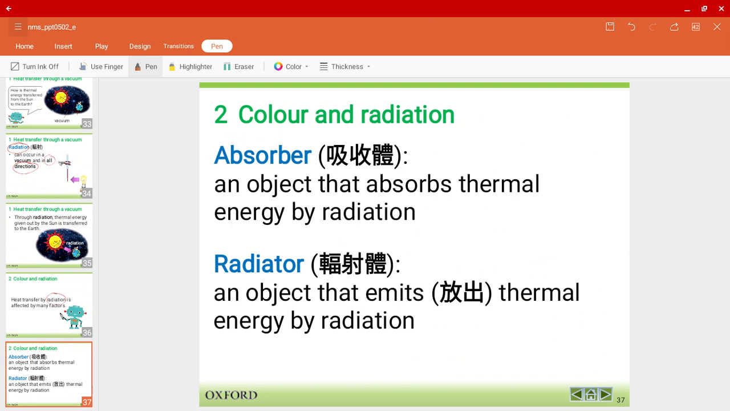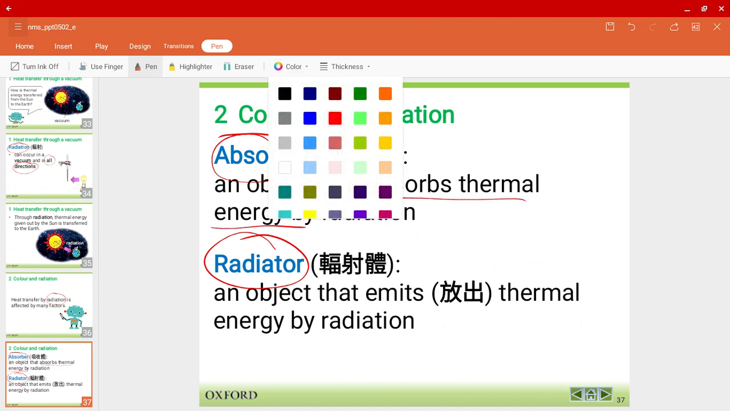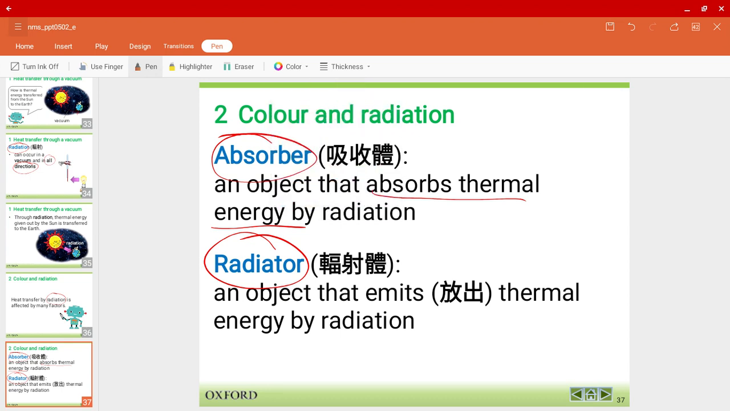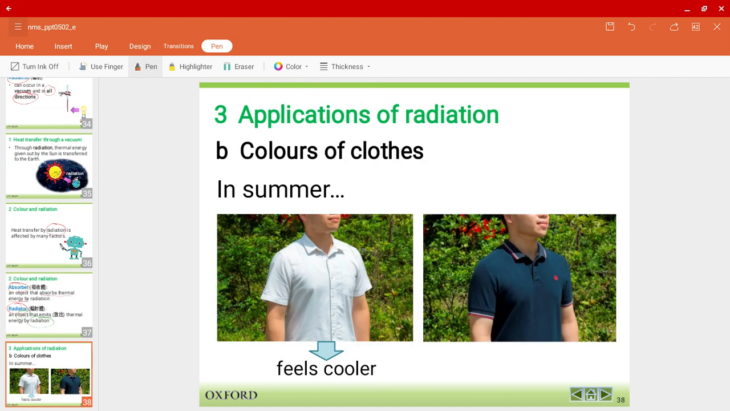So, the first factor we'll be talking about is absorber and radiator. So, an absorber is an object that absorbs thermal energy by radiation, and on the other hand, a radiator is an object that emits thermal energy by radiation. So, let's use this example, very simple, and it will allow you to understand more. There are more examples in the textbook, but I'll be using this only.